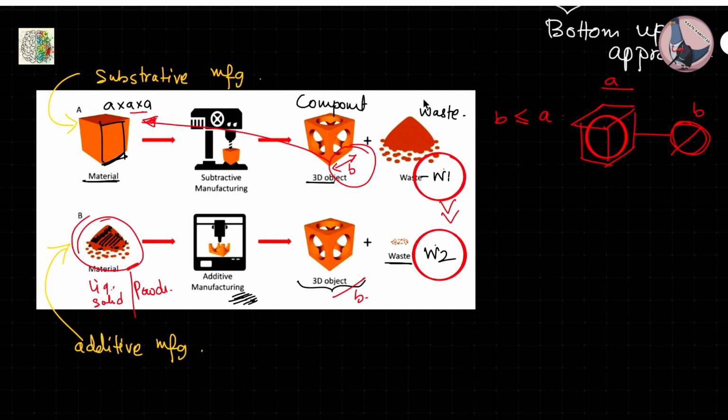This waste has to be recycled. Suppose this waste is not recycled, then it is not sustainable manufacturing. If this is not, then this is non-sustainable manufacturing. So this waste has to be recycled. If this waste is not being recycled, then this entire manufacturing cycle will not be sustainable. So to have a sustainable subtractive manufacturing, this waste has to be recycled.